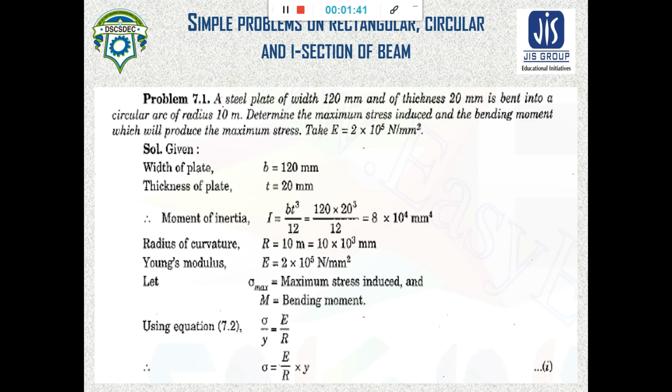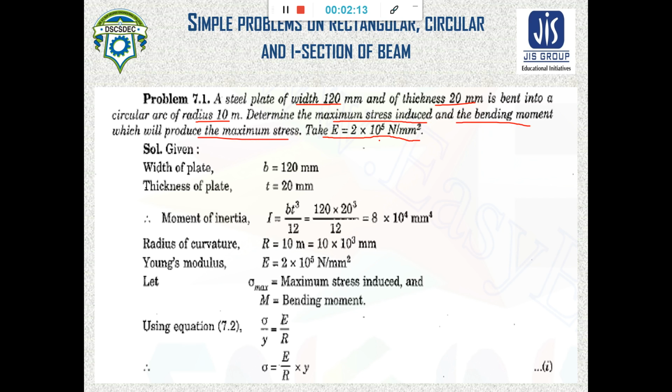Let us first read the problem statement. A steel plate of width 120 mm and thickness 20 mm is bent into a circular arc of radius 10 m, and they want us to determine the maximum stress that is induced and the bending moment which will produce the maximum stress. Take E is equal to 2 into 10 to the power 5 Newton per millimeter square.